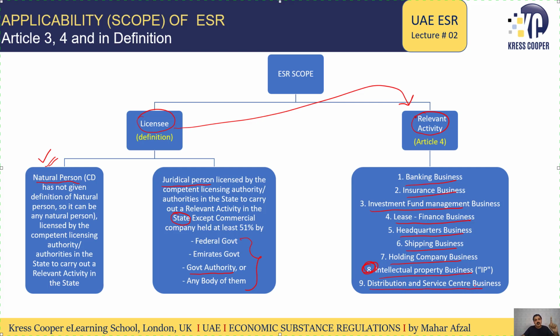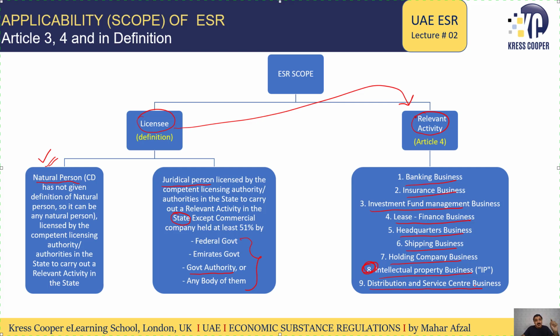If any company which is not held by the government 51% is dealing with these 9 activities, or any natural person which has been authorized by the relevant authority which is dealing with any of these 9 activities, then this cabinet decision will be applicable on them.